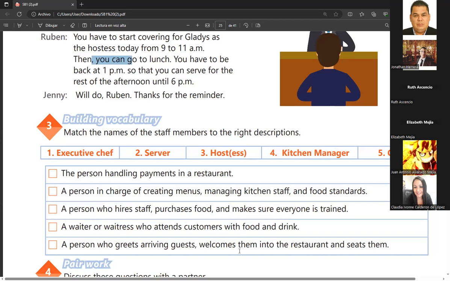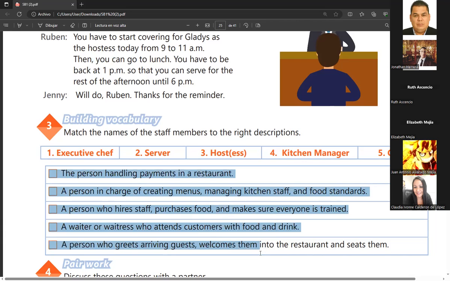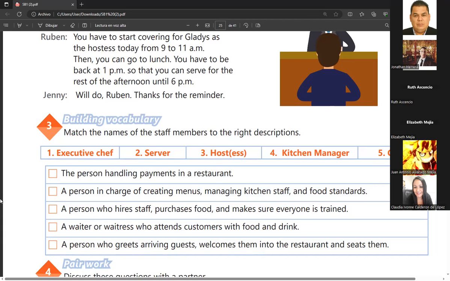And over there, below, you can find the description. So our objective is to write the number. Okay, we have some minutes.